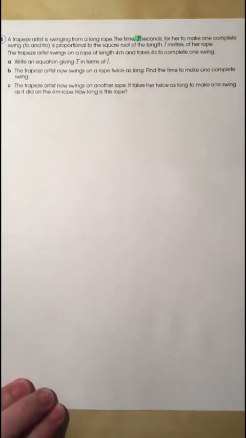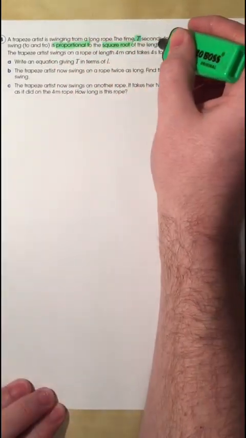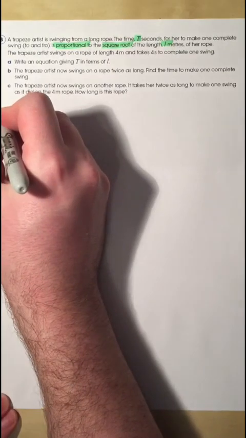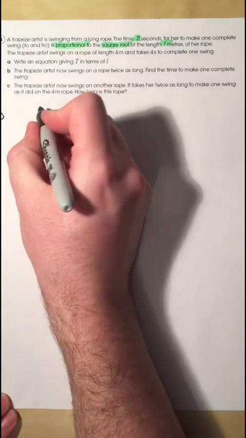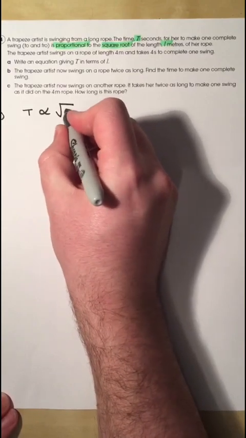This question, the difficulty with this question is the amount of words here. So it says about trapeze artists swinging from a long rope, the time t seconds to make one complete swing to and fro is proportional to the square root of the length. What we need from this is the important parts. The time, t, is proportional to the square root of the length, L. So we write an equation giving t in terms of L. So part A, first of all, we'll say what it says here, that the time t is proportional to the square root of L.